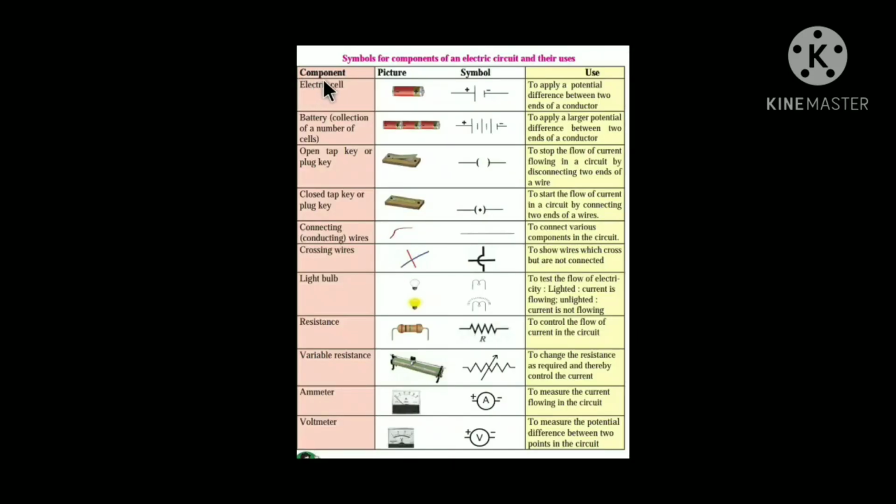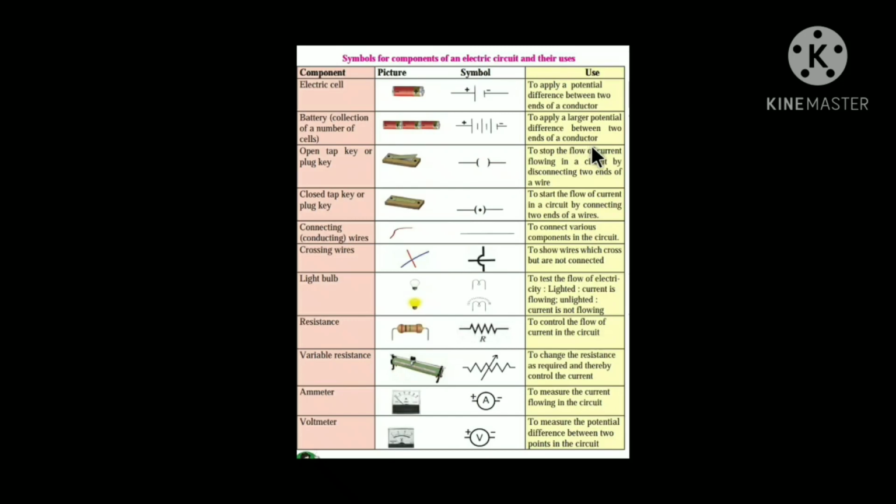Symbols for components of an electric circuit and their uses. First component, electric cell. See the picture. Then the symbol is like this. Used to apply a potential difference between two ends of a conductor. Then the second component is battery. Here is a collection of a number of cells. See, the battery is like this. The symbol is like this. The use is to apply a larger potential difference between two ends of a conductor.